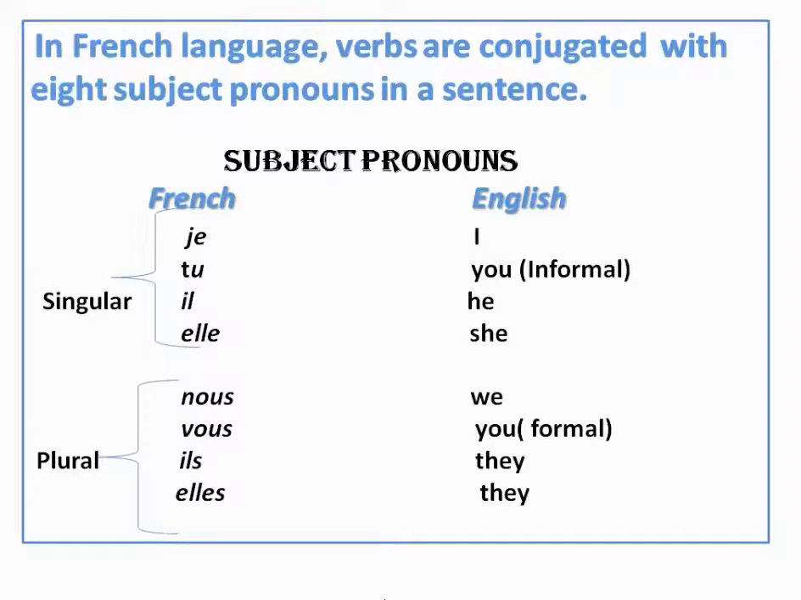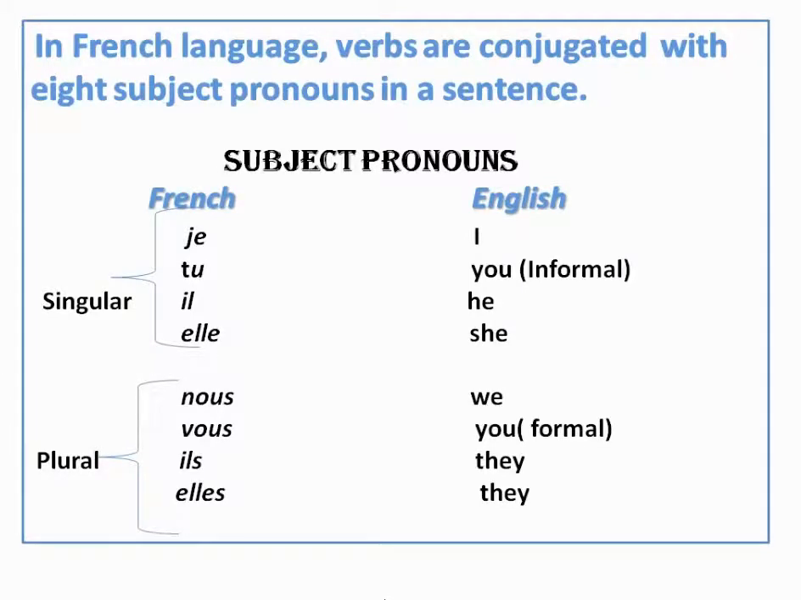And in English we use only one they, but in French we use two, one for masculine plural and the other one for feminine plural. And if there is a group of masculine and feminine, then it will take the masculine form.